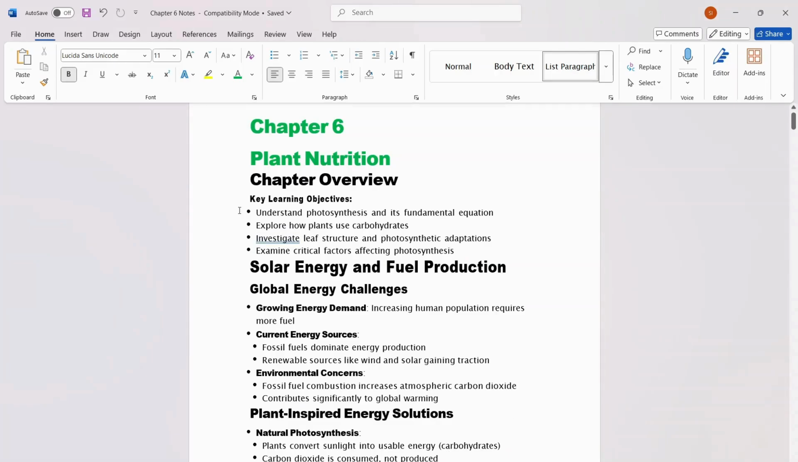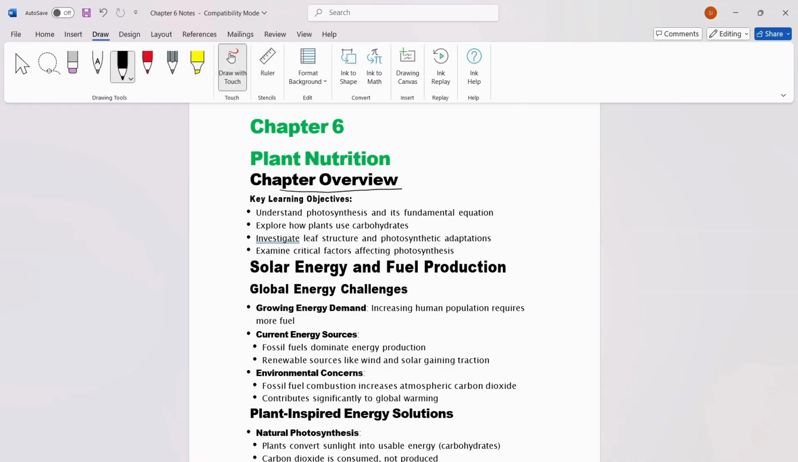Hi guys, let's start our chapter number 6, Plant Nutrition. Overview, what we are going to learn in this. Key learning objectives: understand photosynthesis and its fundamental equation; explore how plants use carbohydrates; investigate leaf structure and photosynthetic adaptations; examine critical factors affecting photosynthesis.